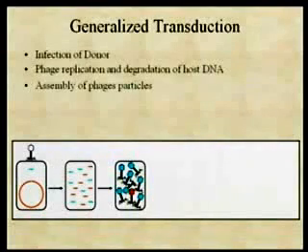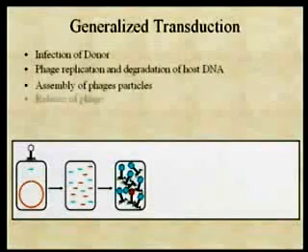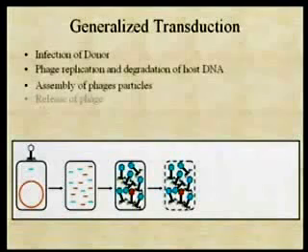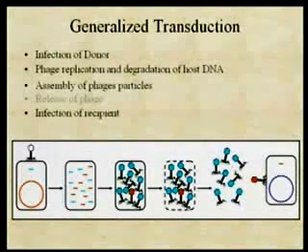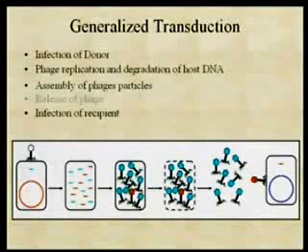Now, as this infection proceeds, this cell is going to lyse, all right, and we're going to release the progeny phage. Now, if this phage particle here that has now picked up donor DNA infects another bacterial cell, which is now going to be our recipient, what we've essentially done is introduced a piece of the donor chromosome into the recipient cell.